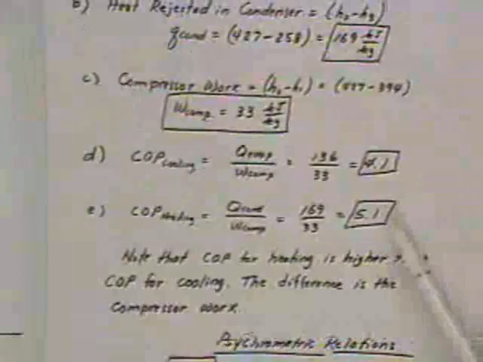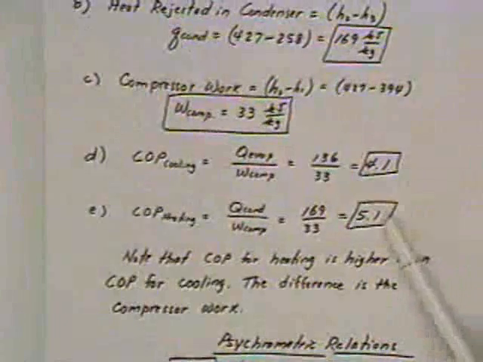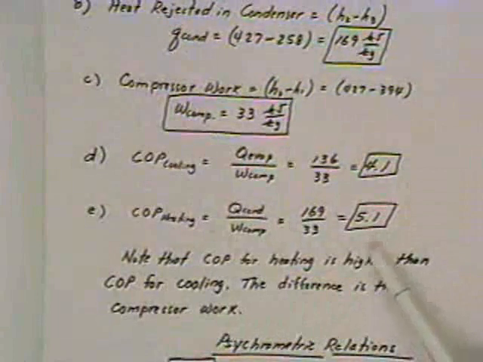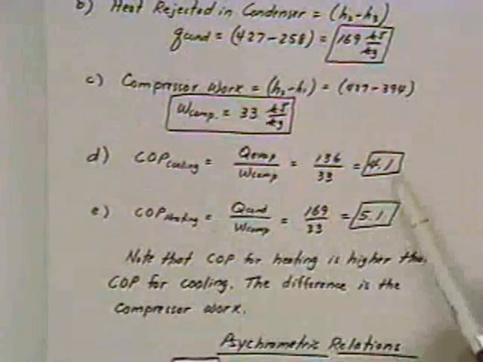If you end up with a difference, where the condenser heat transfer is not equal to the compressor work plus the evaporator heat transfer, then you've got a small error in working out the answers. Also, in the calculations, COP for heating should always be higher than the COP for cooling, and the difference is the compressor work.